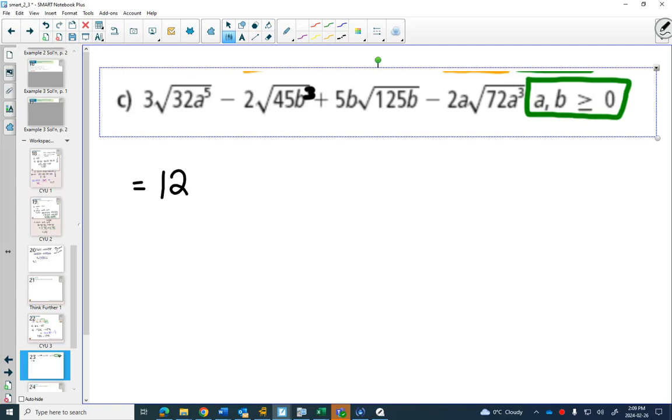Okay? So I see that 16, the square root of 16 is a 4. That means I bring a 4 out in front. That 4 hits the 3 out in front, making 12. Then I go to my variables. I have a to the 5.